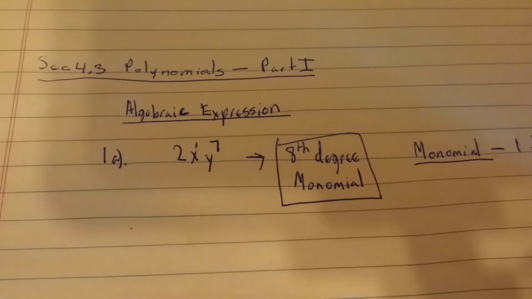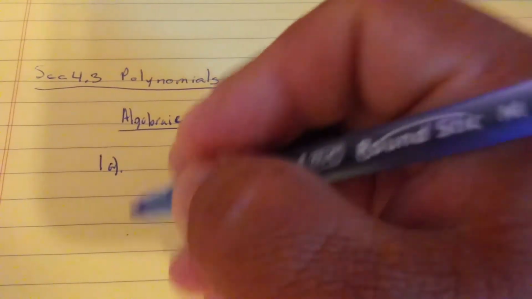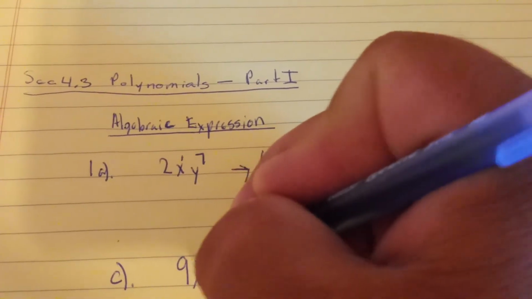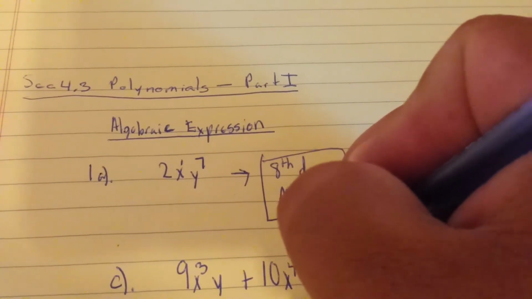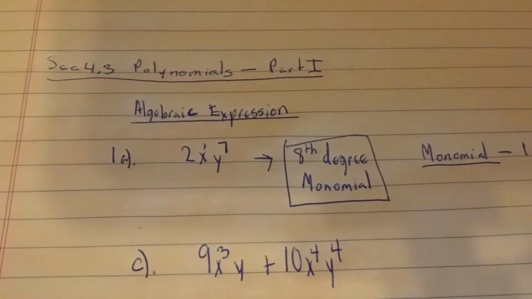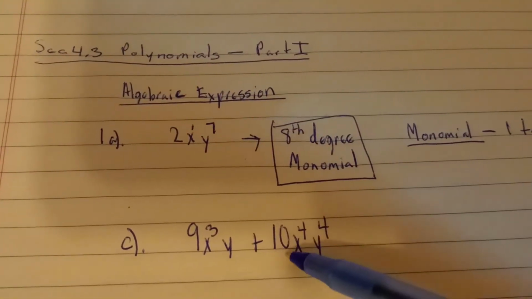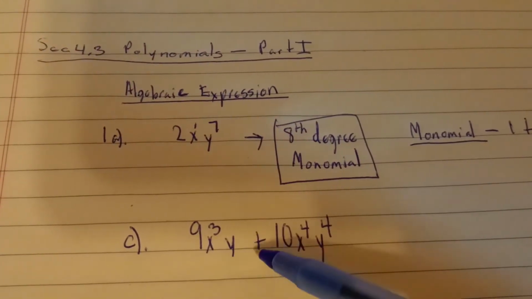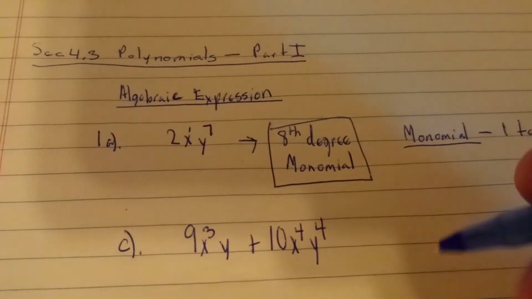If you take a look at the third one right there, well, let's go ahead and take a look at C here. And it'll make sense in a little bit why we're doing it this way. You have 9x to the third y plus 10x to the fourth y to the fourth. Notice that we have two different expressions here. We have 9x to the third y and 10x to the fourth y to the fourth. Since you have two expressions that are separated by a plus or a minus, in this case it's a plus, this is considered to be a binomial.